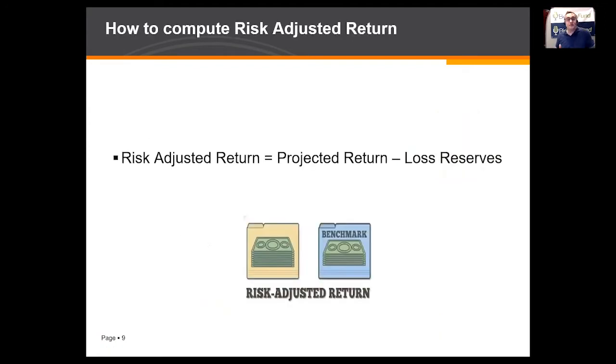So how do you compute this risk-adjusted return? This fancy term. The way you compute it, the formula is extremely simple. Risk-adjusted return equals the projected return, whatever that return is on marketing documents, OM, PPM, it's just the projected return. There's a number. Sometimes it's a range. A better way to do it is through a range. But let's just say it's a number.